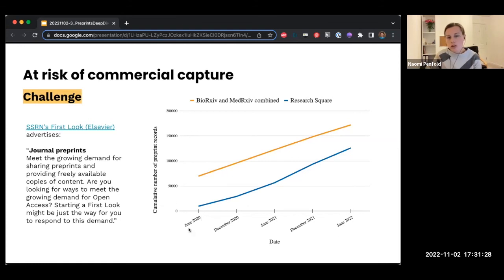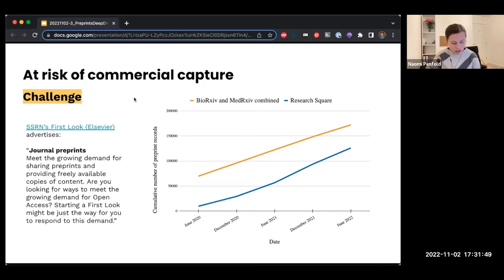That's quite early on, June 2020, for Research Square, this bottom line. And in the meantime, that gap is closed compared to bioRxiv and medRxiv combined. So while they're both seeing growth, the gap is closing. And that was just in June this year. And we don't really know what's going to happen next in this space.